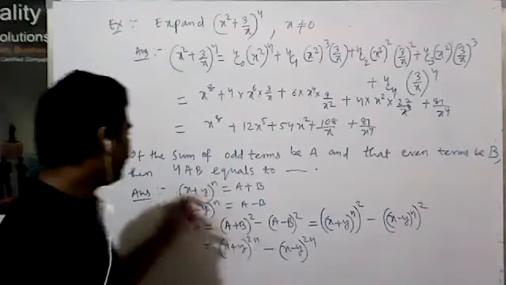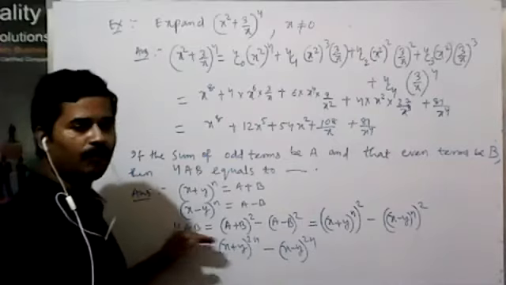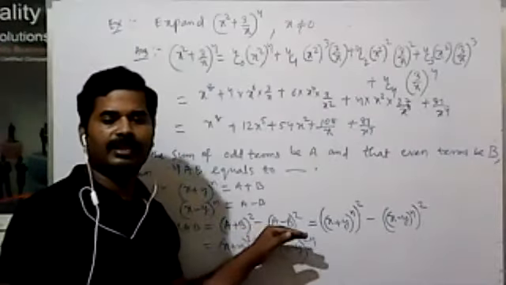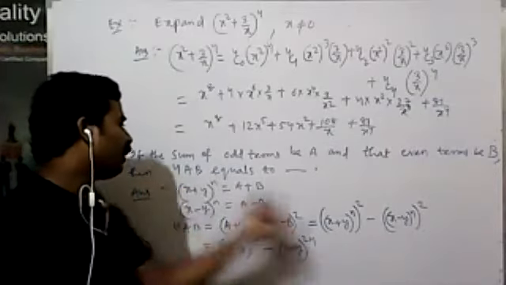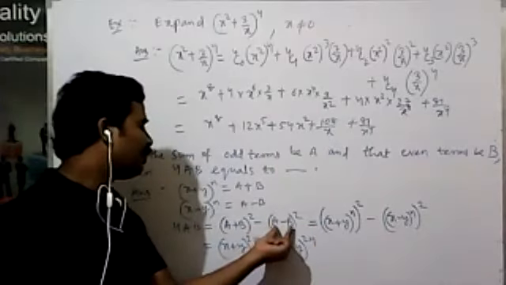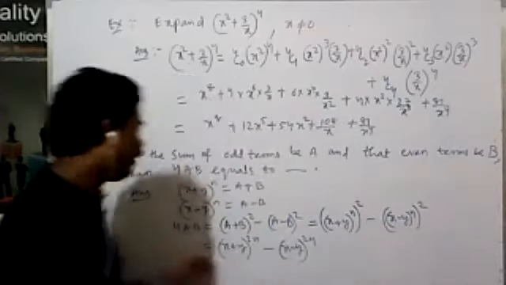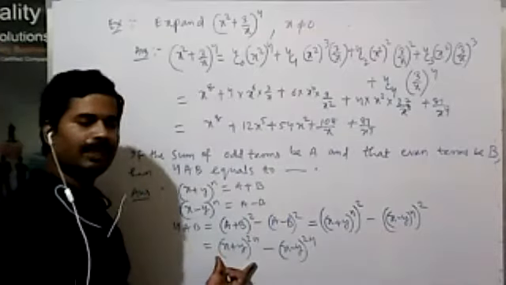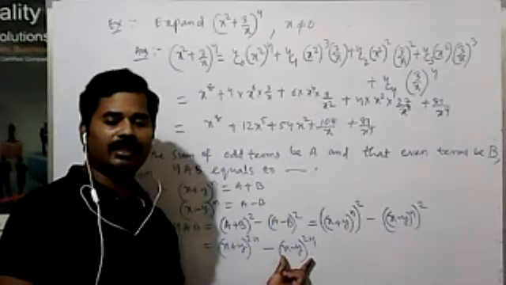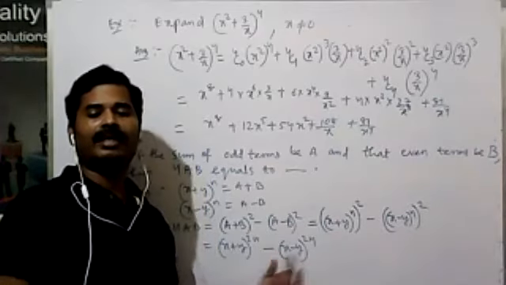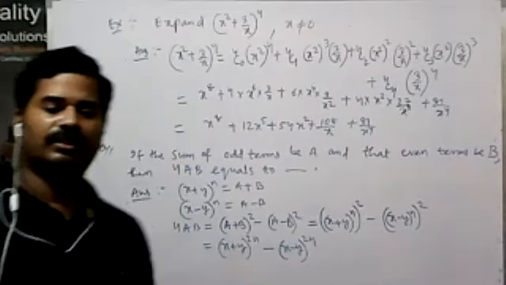So according to the question here, 4AB is equal to what? You know that 4AB is equal to (A plus B) whole square minus (A minus B) whole square. So A plus B value is x plus y to the power n, you put it here. (A minus B) whole square is x minus y to the power n, you put it here. After that, (x plus y) to the power 2n minus (x minus y) to the power 2n value will come. If the option is given in this way, you tick this option only. Okay, this is the concept.